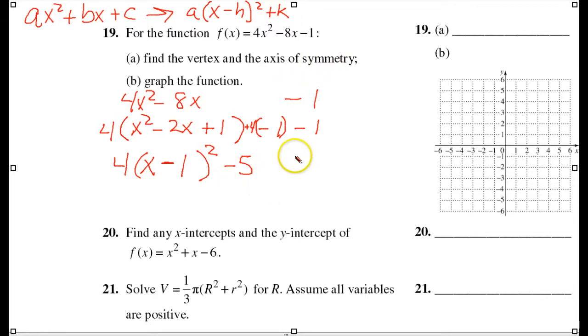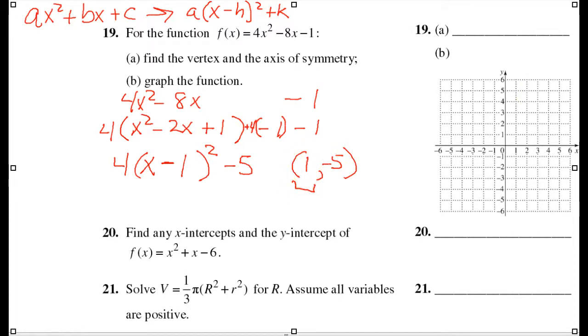Well, the vertex, by definition, let's put it right over here for the vertex. It's going to be, this is our k, which is a negative 5. But for our h, we have to use the opposite sign of that. So that's going to be a positive 1. So this is our vertex. And we said our axis of symmetry was a 1.